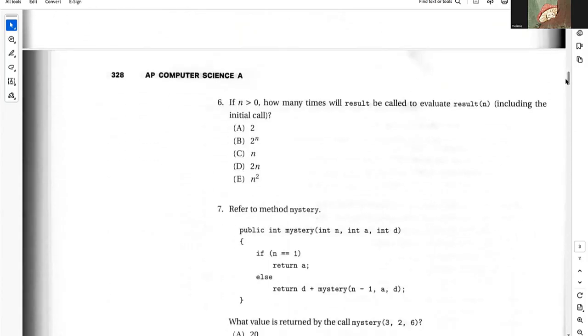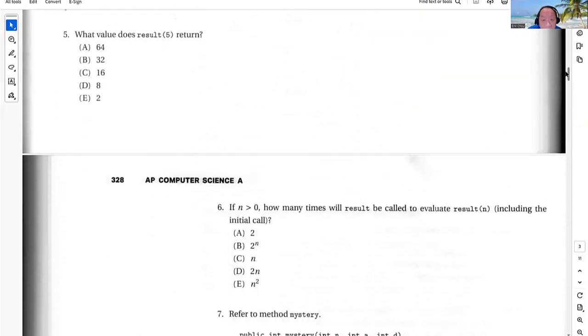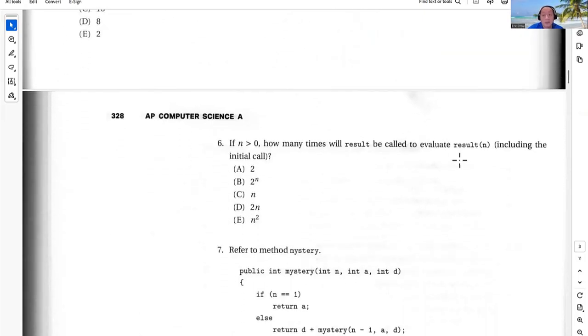Okay, so here, this one is the same as the previous one, okay? So result n, what are you actually getting? How many times will result be called? It's not talking about the result itself, it's how many times the result function will be called.